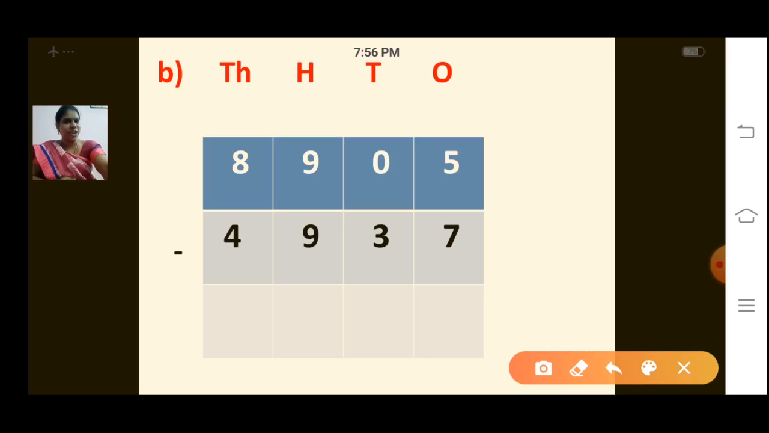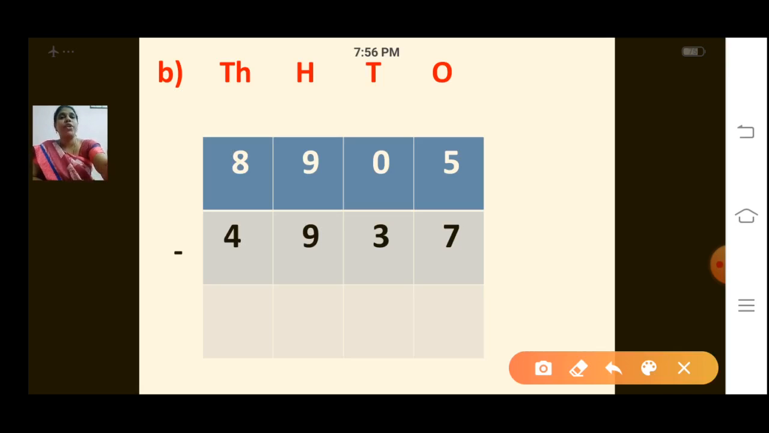Can you subtract 5 minus 7? No, that is not possible. So what do we have to do? We are going to borrow from the tens place, right? Can you borrow from 0? If I don't have anything, can I give something to you? No, I cannot give, right? So we cannot borrow from 0. Keep that in mind.